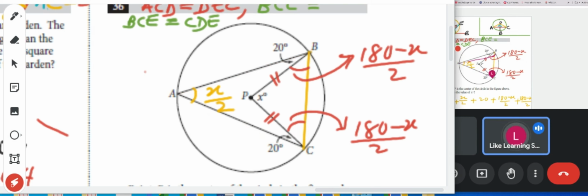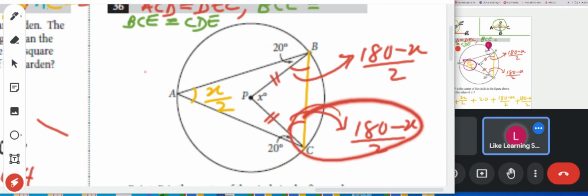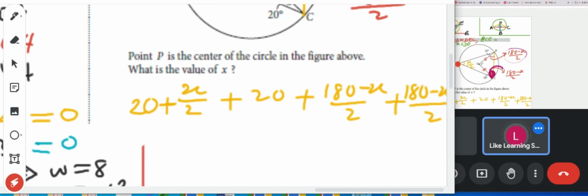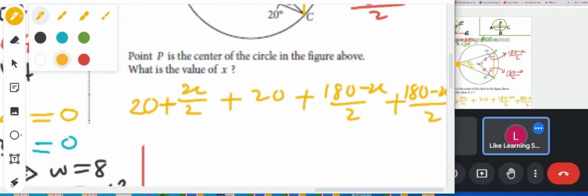All the angles you have there are x over 2, 20, 180 minus x over 2, 180 minus x over 2, and 20. So 20 plus x over 2 plus 20 plus 180 minus x over 2 plus 180 minus x over 2 will all give you 180. All of that will be equal to 180. So that's what we just solved to get the answer.